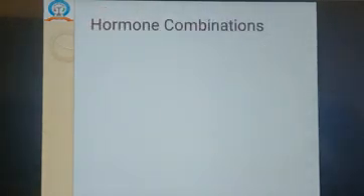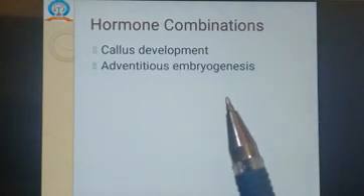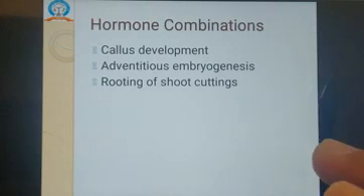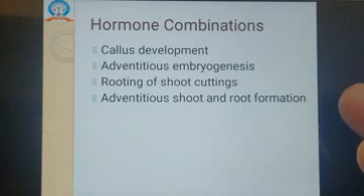Then hormone combinations. In tissue culture, if you want to develop callus, you must combine the hormones. The same applies for adventitious embryogenesis, then rooting of shoot cuttings, then adventitious shoot and root formation with the combination of hormones.